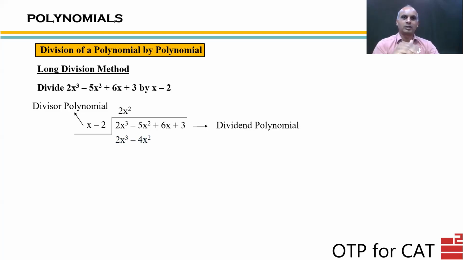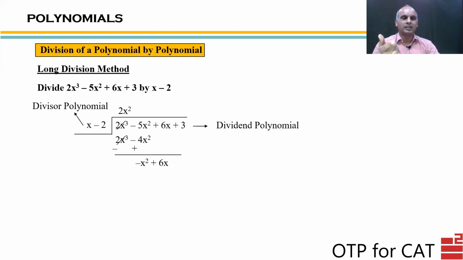Now the 2x cubed which I got in the answer matches with the first term in the dividend. And when I subtract these two polynomials, I will get the first term vanishing. It will become 0. So now I will do subtraction, which means sign reversal will happen. So 2x cubed minus 2x cubed becomes 0. It vanishes. And I'm left with minus 5x squared plus 4x squared, which is minus x squared. And I take down the next term of the dividend, that is plus 6x. And I carry on the process further.